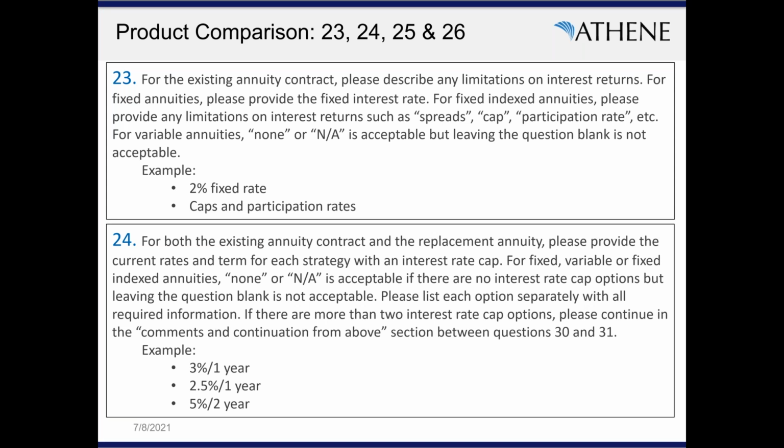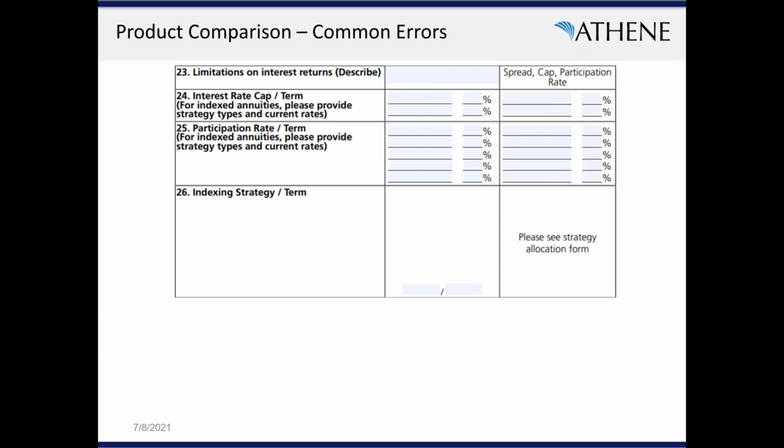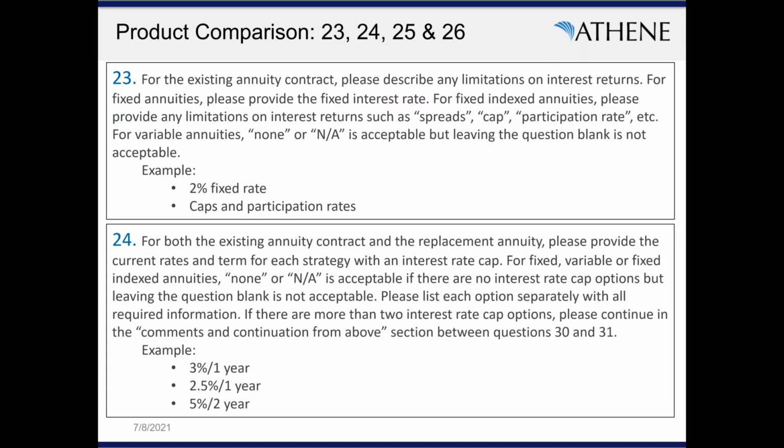Now, what are acceptable answers for question 24? Again, all they want to see is question 24, interest rate cap and term. So acceptable answers, 3%/1 year, 2.5%/1 year, 5%/2 year. That's all they're looking for. What is not acceptable is S&P 500, 3%, NASDAQ 2.5, because they're not asking for the name of the strategy. They are specifically asking just for the cap rate and the term for each cap rate.